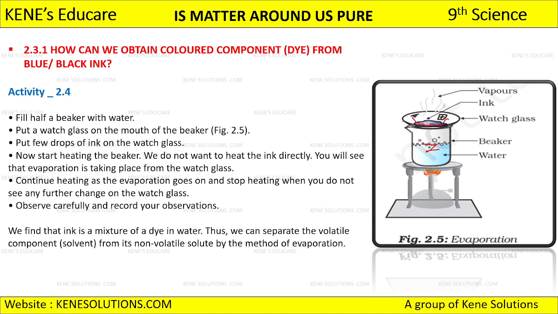Different substances have different boiling points, and we use this property to separate the components of a mixture. Here, the boiling point of ink is higher than that of water, right? So whenever we heat the ink solution, water evaporates while the ink dye remains the same. You will see that the water gets evaporated completely, whereas the ink dye remains the same.